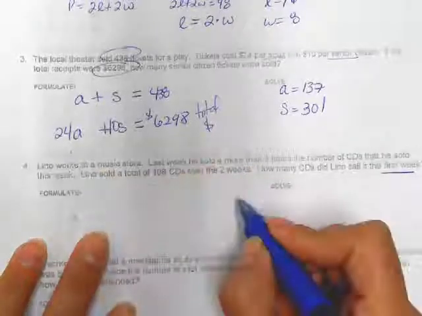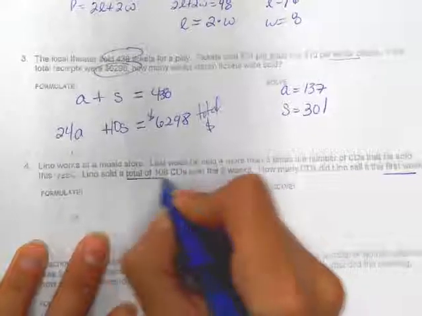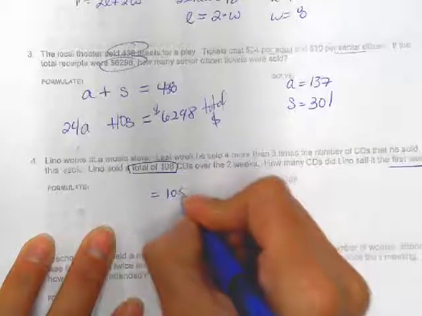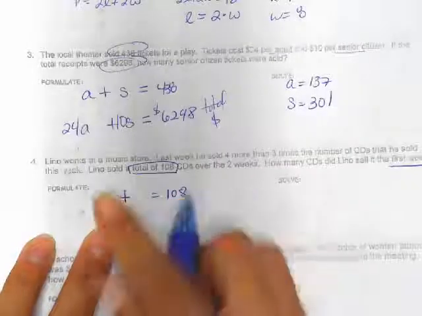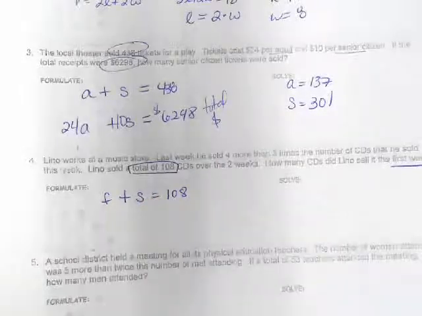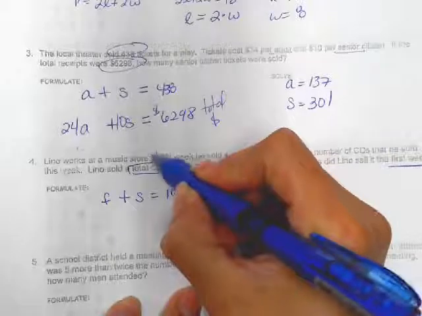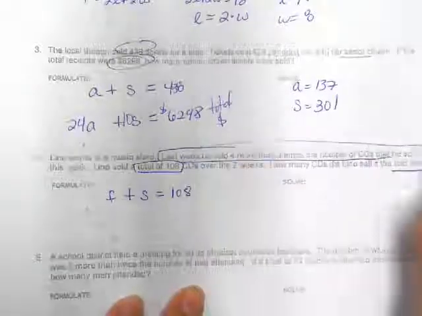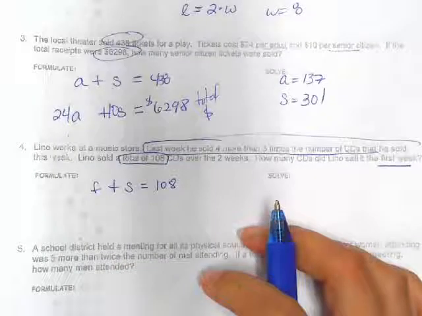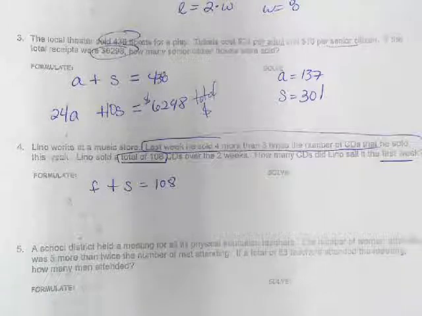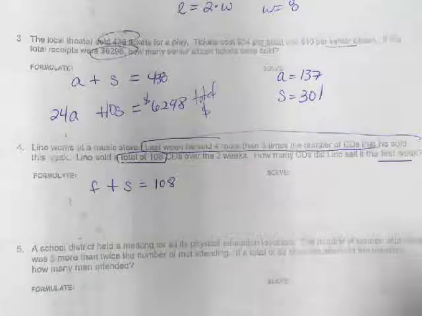So one of them is a total here. It even tells us total. Our equation, F plus S equals 180, what he sold in the first week plus what he sold in the second week. So that's the easiest one. Now the second one is right here, and it's kind of difficult if you have a hard time following it. But let me show you how I see it and how I think it's easiest. You can maybe do it a different way.